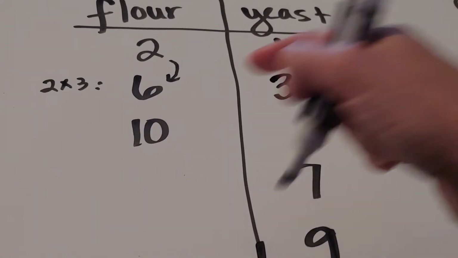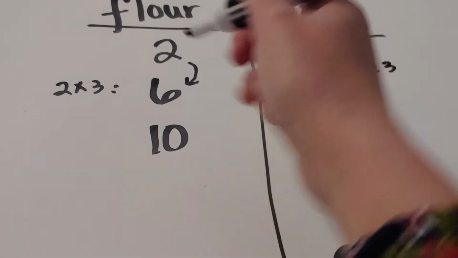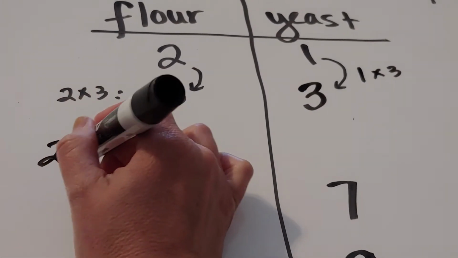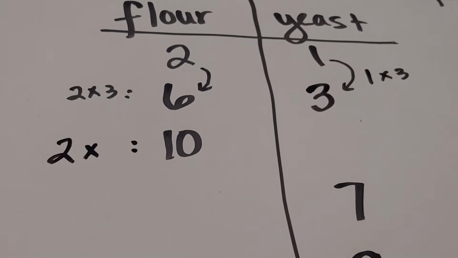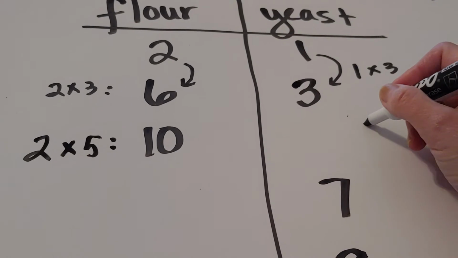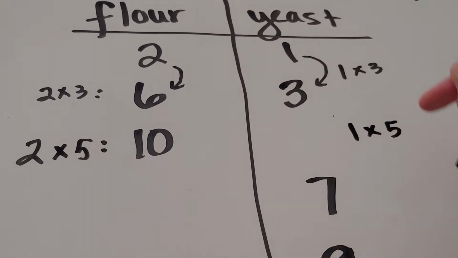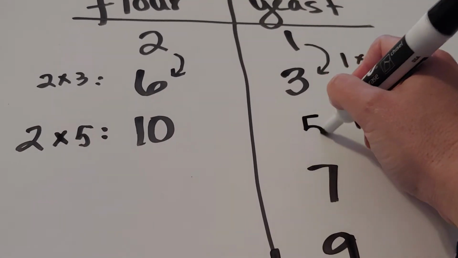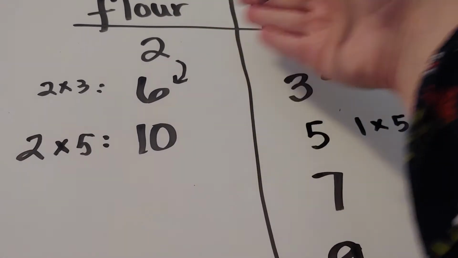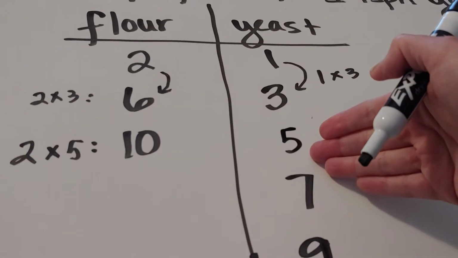All right, let's try the next one. 10. To get from 2 to 10, I have to multiply 2 by what number? 5. Okay, so that means then to figure out this side, I need 1 times 5. So here I go, 1 times 5 is 5. So to keep this relationship of 2 to 1, I need 10 cups of flour to 5 teaspoons of yeast.